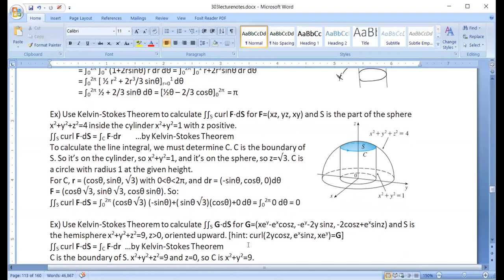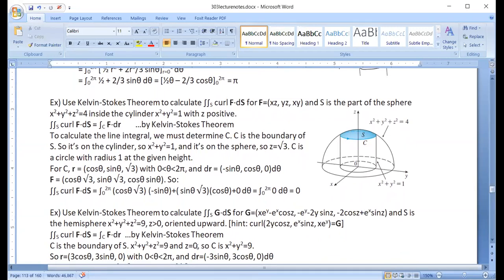So what is the boundary of our surface? Well, the surface was x squared plus y squared plus z squared equals 9. And for the boundary, z is greater than 0, so the boundary is z equals 0. Making that substitution, you just get that the curve is x squared plus y squared equals 9. So clearly that's a circle of radius 3, and we know how to write down that parameterization.